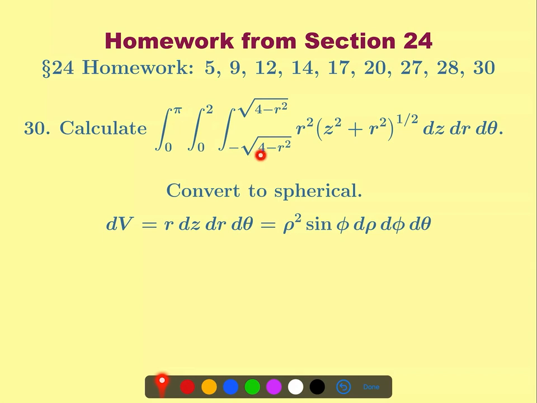And this is a sphere, again, because this is x squared plus y squared, the r squared here. If I set these equal to z, it's just saying z squared plus r squared is 4, or z squared plus x squared plus y squared is 4. And that's going to be a sphere of radius 2 centered at the origin. And this is the bottom part of it, and this is the top part of it.